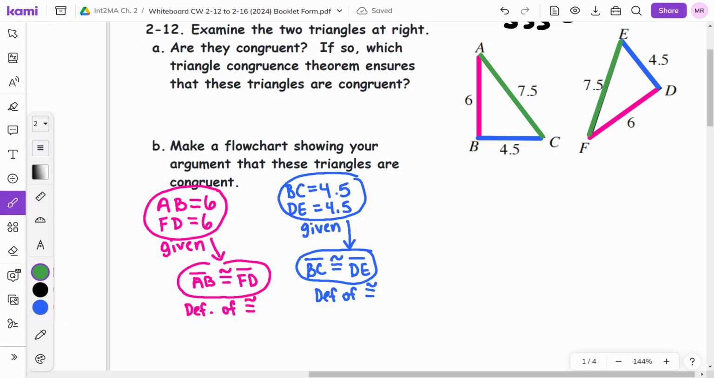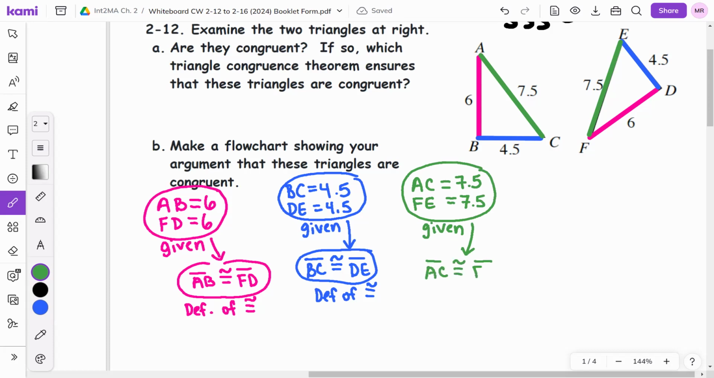Okay, now I'm going to talk about my third side. The length of AC is 7.5. AC is going to correspond to FE. So FE is also equal to 7.5. And again, the reason is given. Now, knowing that leads to me being able to say that line segment AC is congruent to line segment FE. And again, the reason, definition of congruence.